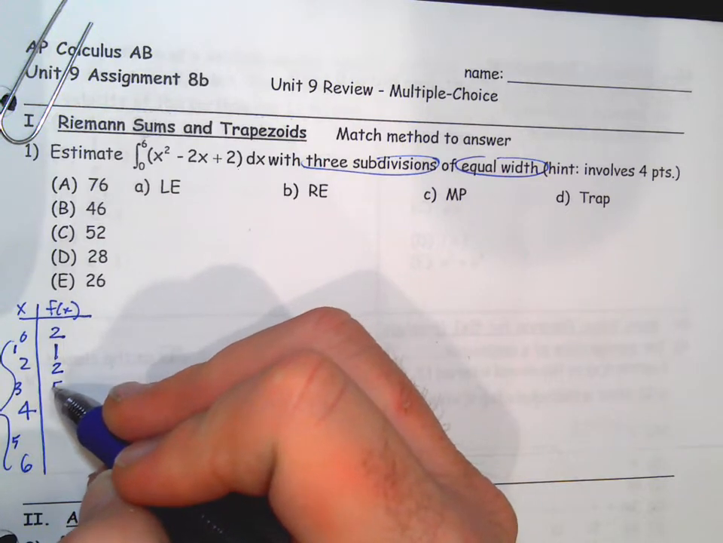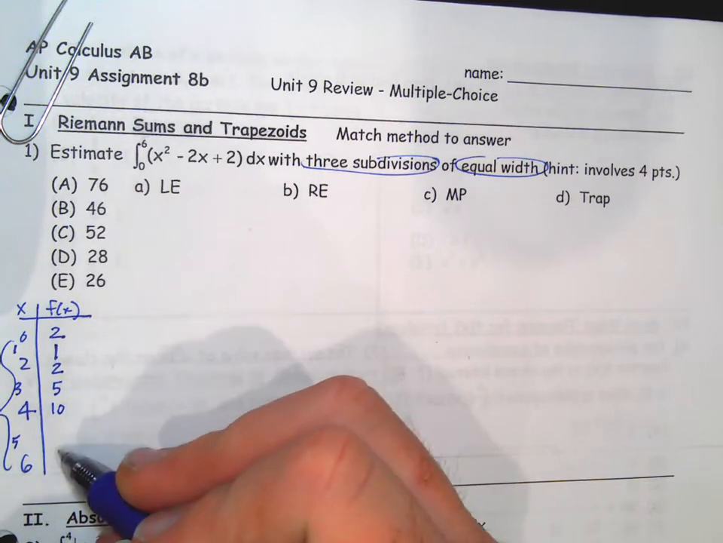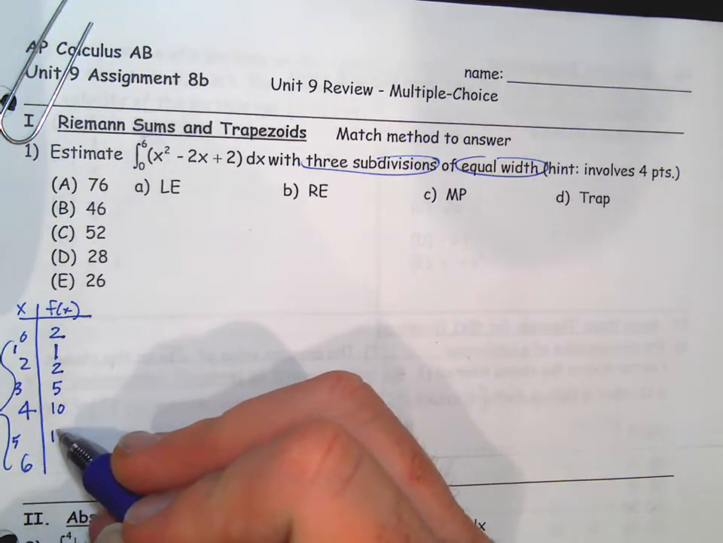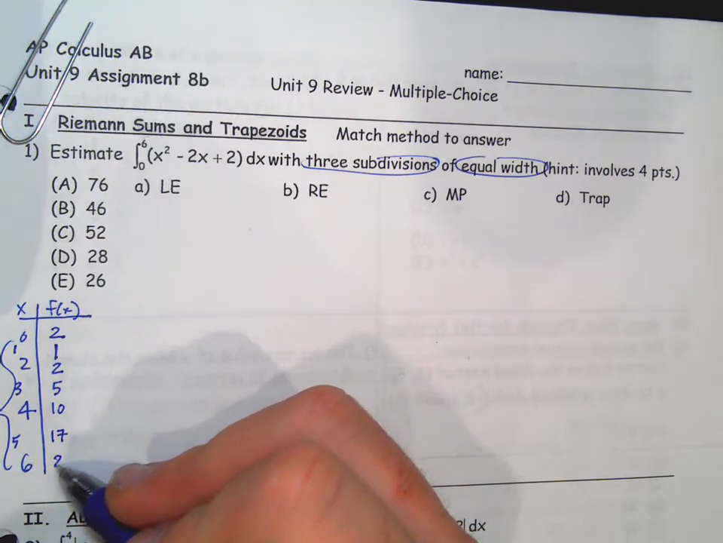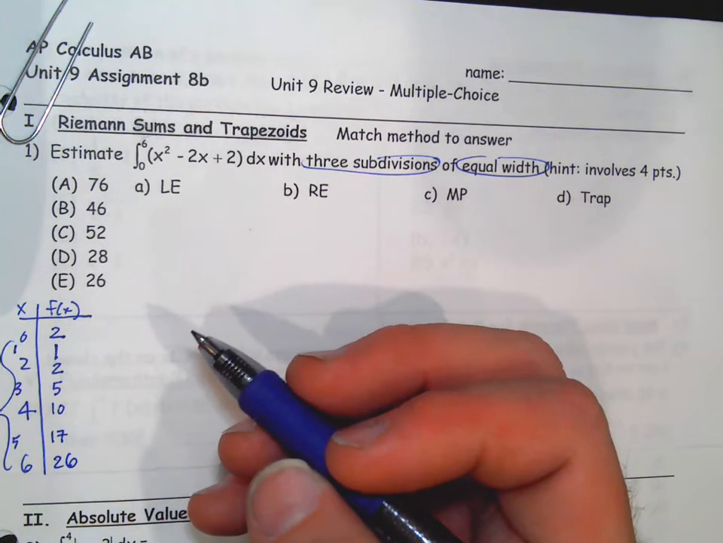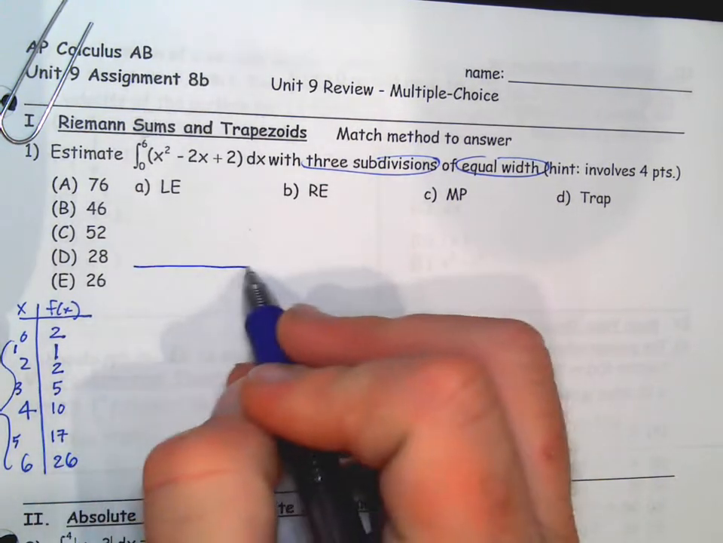plus 2 is 5. Plug 4 in, you get 16 minus 8 is 8, plus 2 is 10. 25 minus 10 is 15, plus 2 is 17. 36 minus 12 is 24, plus 2 is 26. So those are the values we're going to be using. And I would draw a picture for each of these.